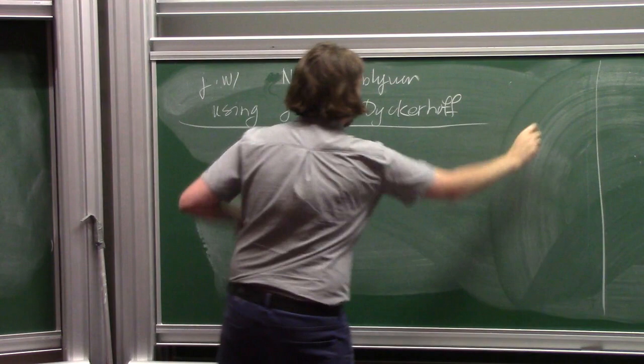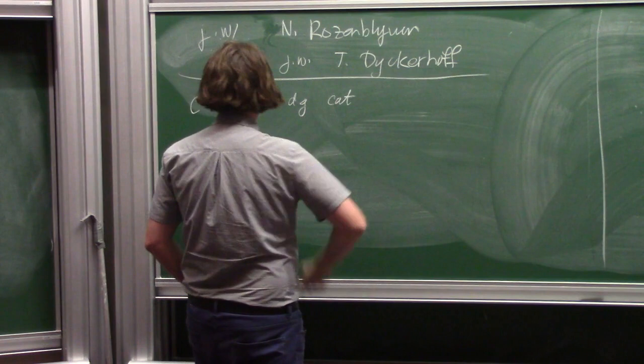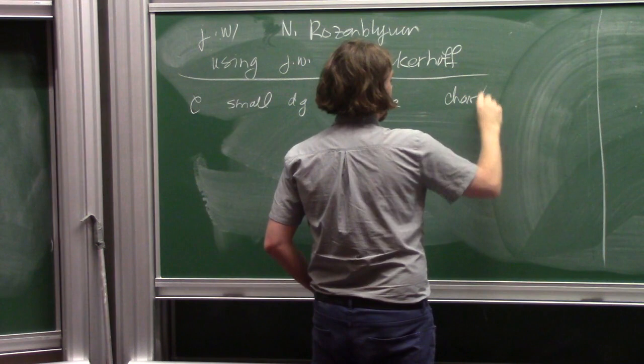So the setting is the following. I'm going to start with C, some small DG category, triangulated, idempotent complete, and so on. For the applications, some of the definitions make sense in general, but for the applications, I'm going to do this over a ground field of characteristic zero.